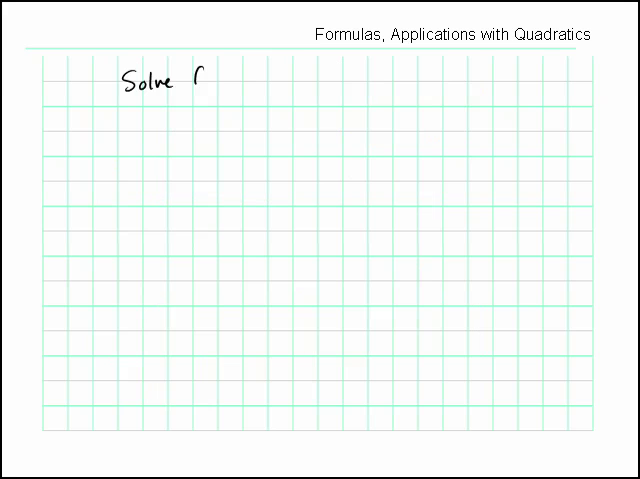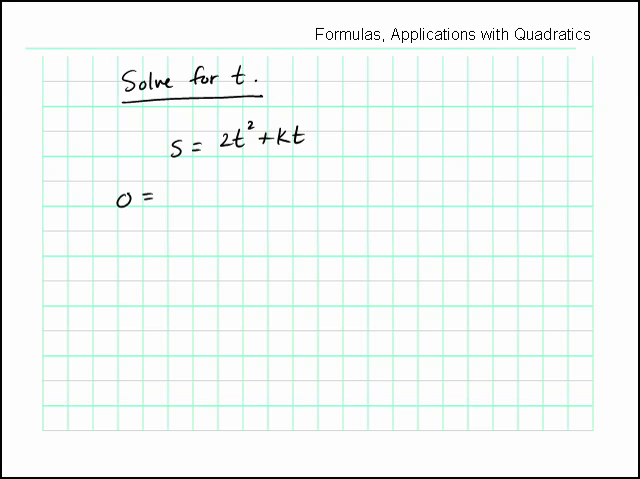Solve for t. S equals 2t squared plus k times t. Now notice here that I have a t and a t squared in the formula. It's a quadratic in terms of t's. And so I'm going to have to use the quadratic formula actually to solve this equation for t.